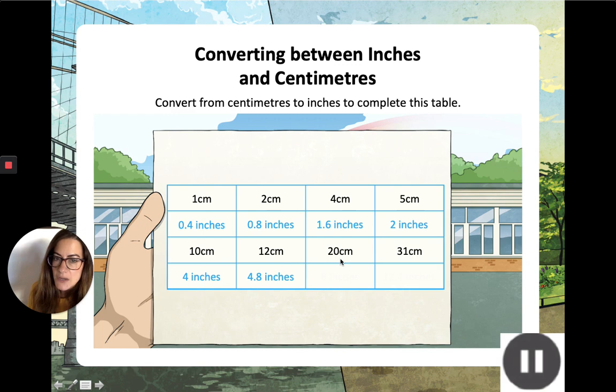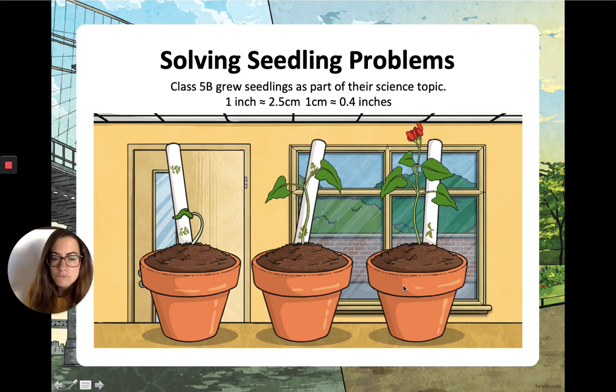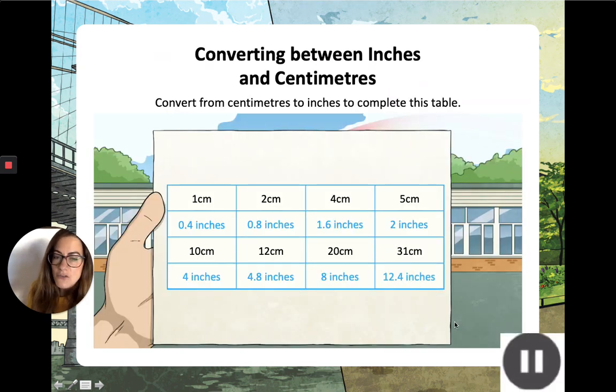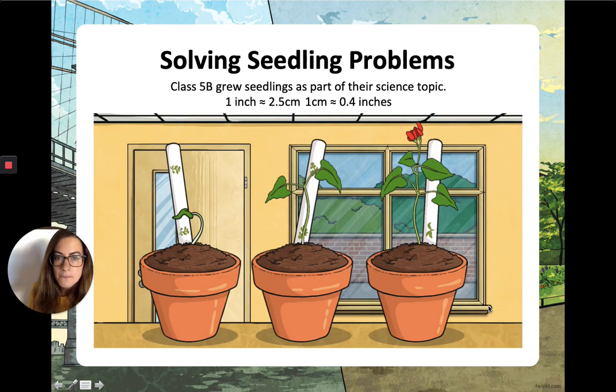Another nice doubling one here. What do I need to double to get to 20? I double 10 to get to 20, so double 4 is 8. Now 31 is a bit of a strange one, but I can add together the answers. So what makes 31? We've got 20 and 10 and 1. So I add together 8 and 4 and 0.4 and I get 12.4. Hopefully you got all of those correct. If you didn't, see if you can go back and work out where you went wrong.